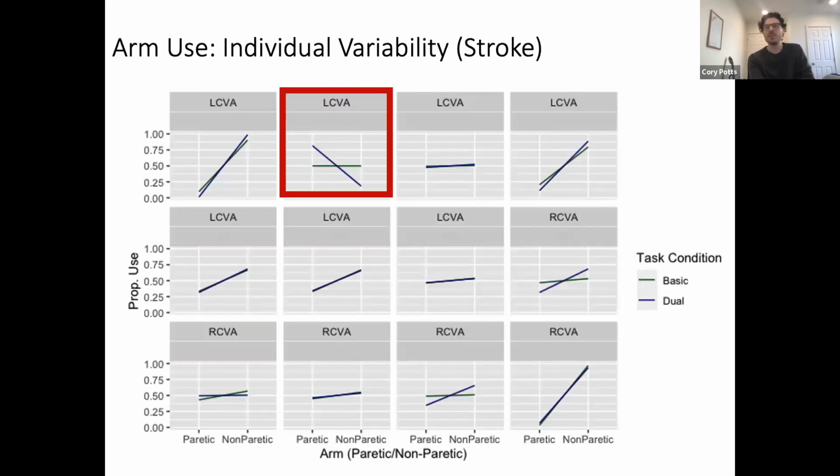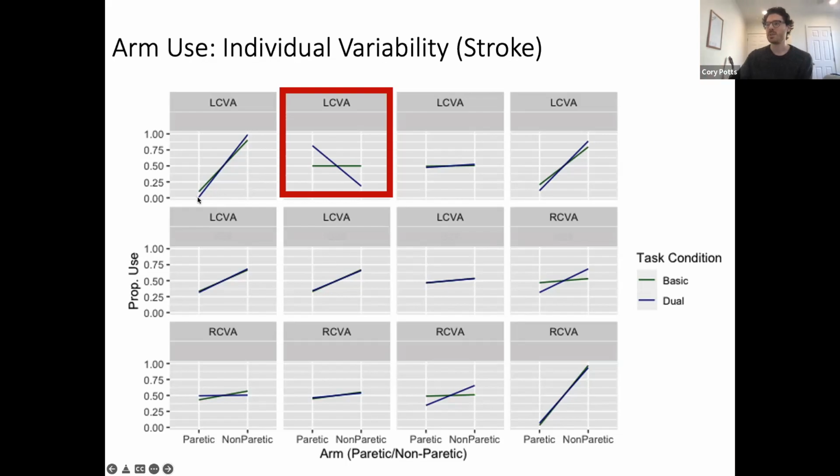Okay, I want to show you this for a few reasons. This is showing arm use, and each of these plots is one participant. This is the proportion of arm use for the paretic and the non-paretic arm. The green line is the basic condition. The blue line is the dual condition. What we would expect is greater non-paretic use overall than paretic use, and really this is just to check that the slopes are going in the expected direction.